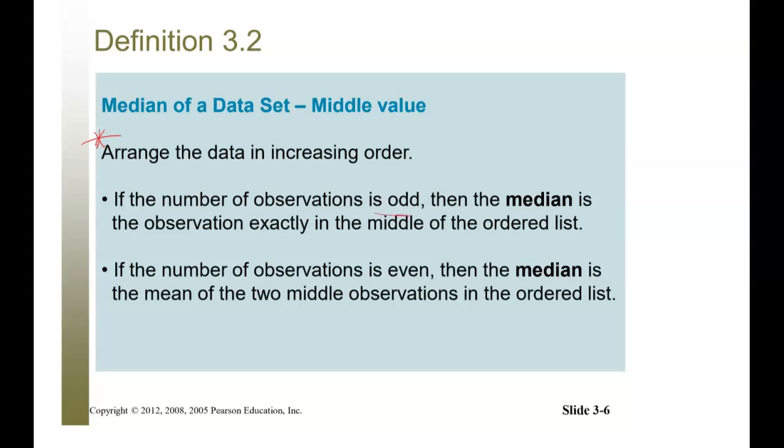if the number of observations is odd, then there will be an exact median, meaning that whatever value, if you have 5 data values, suppose we have 5 data values.